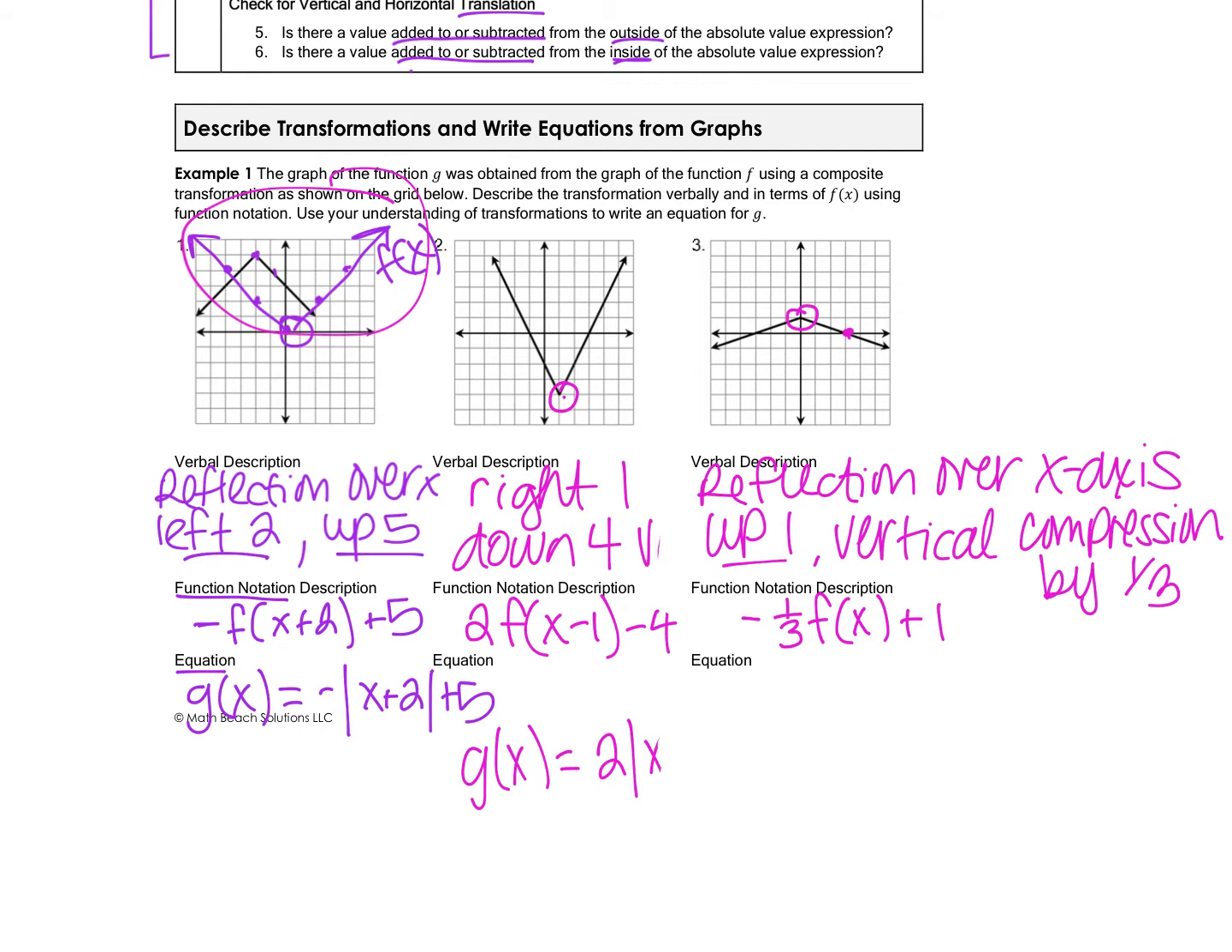Okay, so my new equation, g, would be negative 1/3 in front, absolute value of x, we're not changing left or right, and then the plus 1. Okay, so you're having to check that graph, find your transformations, and then change it to function notation, and then write it in your equation form.